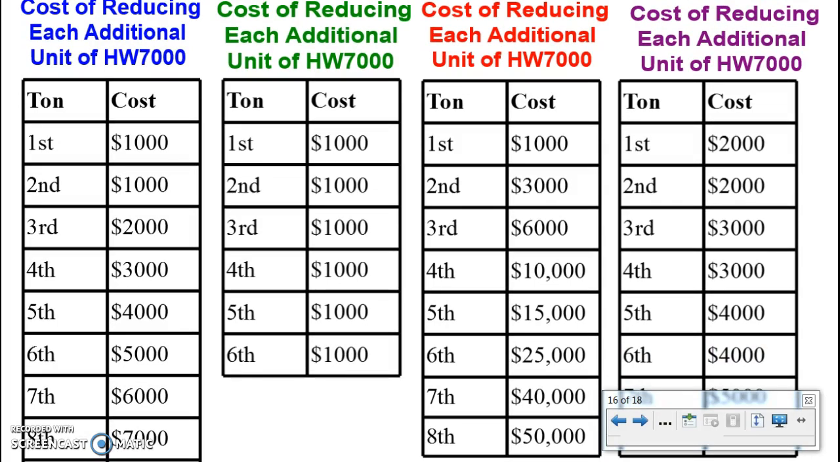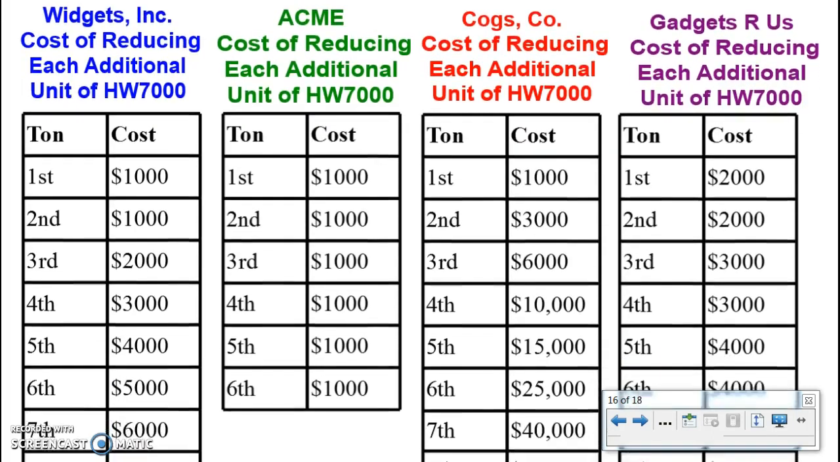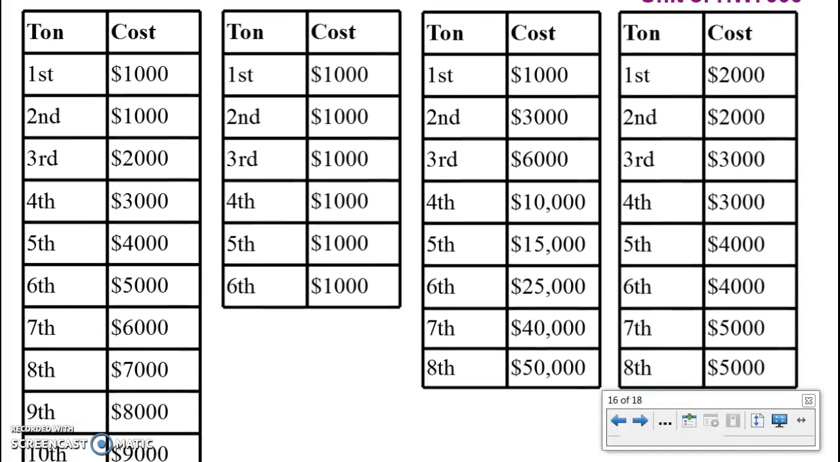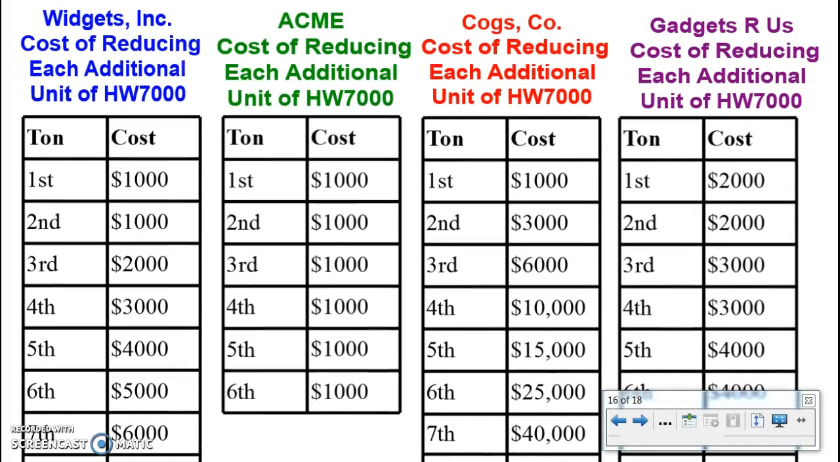So if we told them cut it in half, it would cost them $3,000. If we told them eliminate by 4, it would cost them $4,000. Either way, not a big deal. But if we told widgets to cut their pollution in half, they'd have to cut 5 units, and it would cost them $11,000.